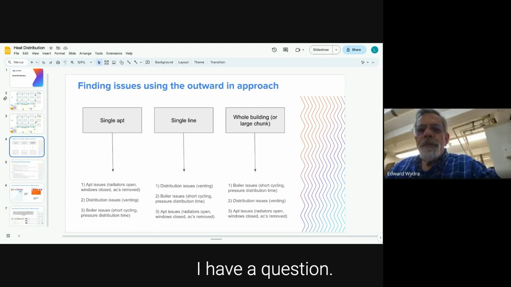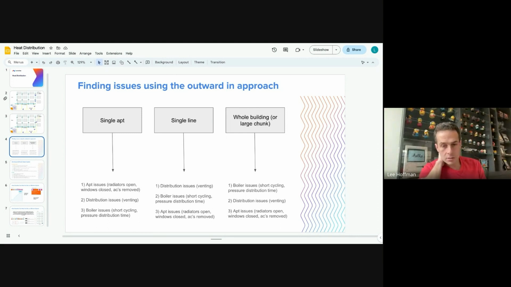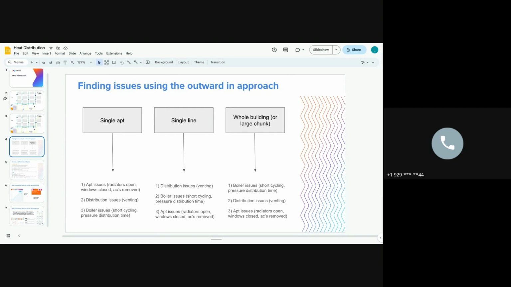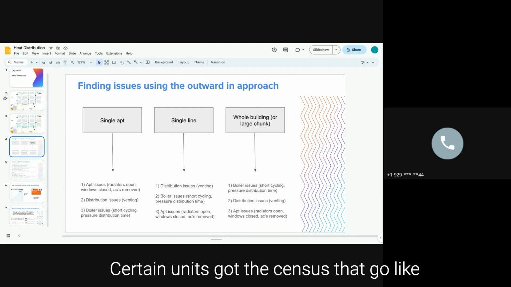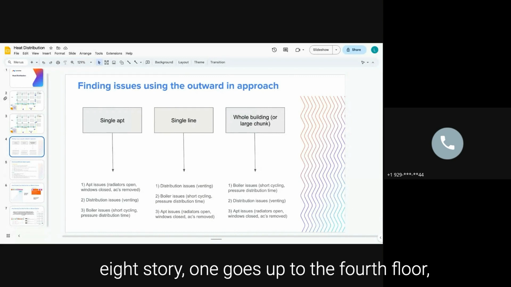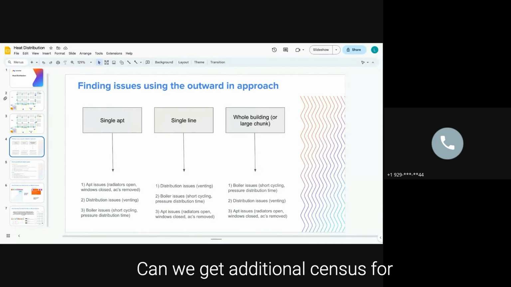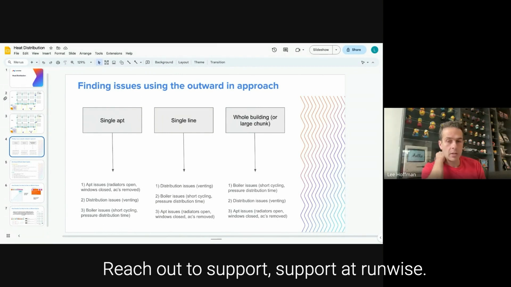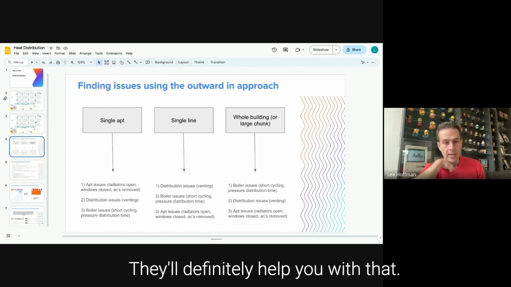I have a question. Wait, sorry, the person on the phone, 929, what was your question? For the sensors in certain apartments, I've got 2 buildings here in the Bronx. One building is 6 stories, one building is 8 stories. Certain units got sensors that go halfway through the building, like for the 8th story, one goes up to the 4th floor, for the 6th floor up to the 3rd floor. Can we get additional sensors for the other floors in certain units? Absolutely. Reach out to support at runwise.com, or you can call the phone number on the website. They'll definitely help you with that.